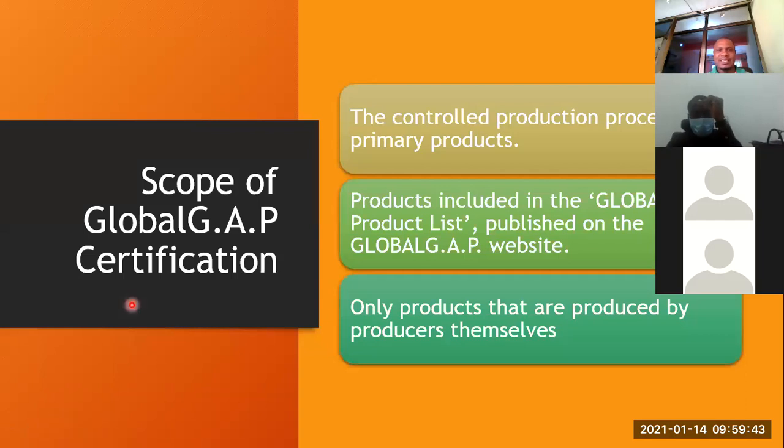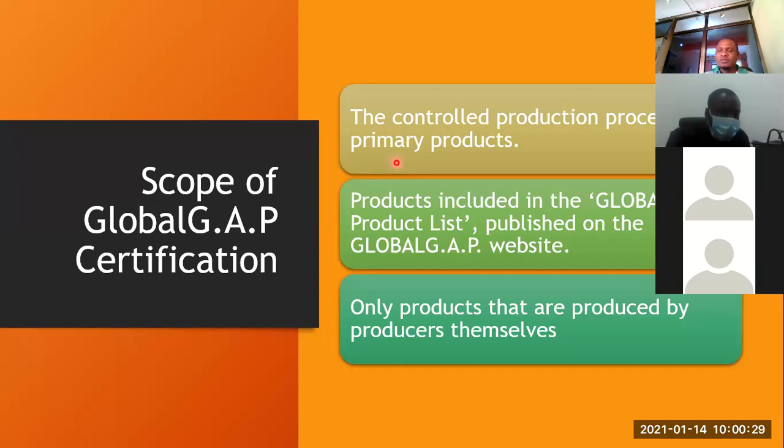So let's quickly start and look at the scope of GlobalGAP certification. GlobalGAP, just like any certification scheme, has its scope. There are things that the certification covers, and there are things that the certification does not cover. So GlobalGAP only takes care of the controlled production process of primary products. Okay, so it means that when you are doing production of primary product, and that production can be controlled.